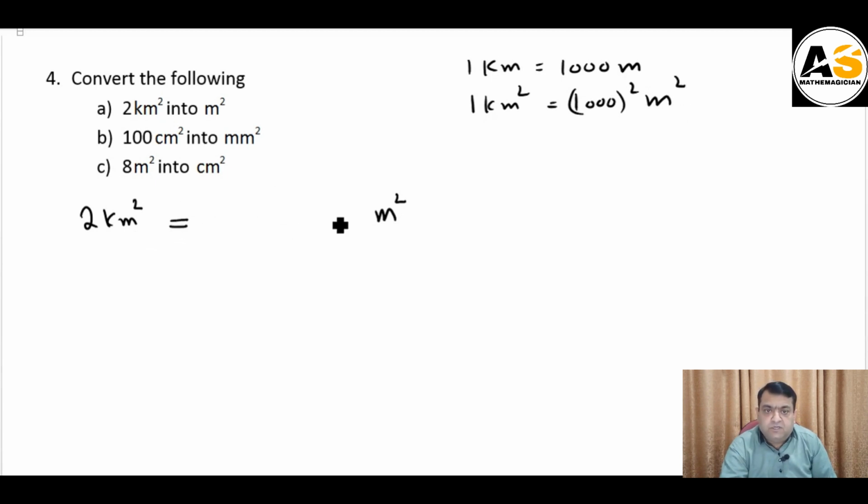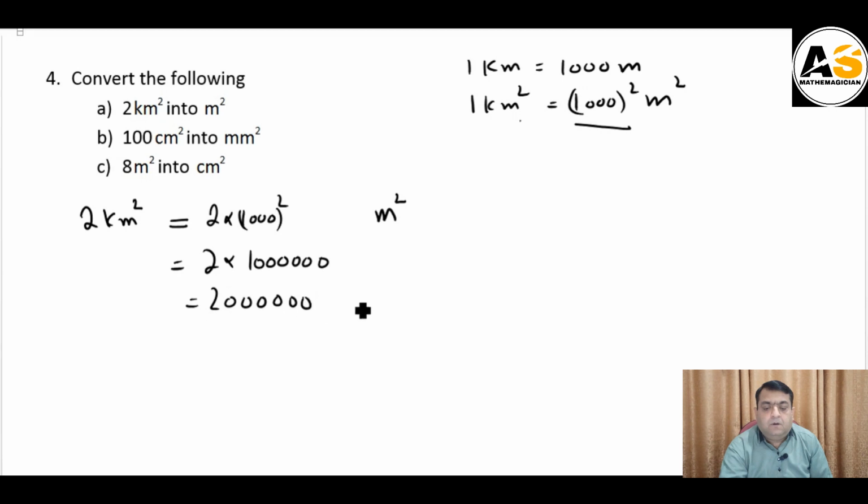Kilometer square is a larger unit, meter square is a smaller unit. For conversion, this is the factor. We multiply with this if we want to convert kilometers into meters, and we divide by this if we want to convert meter square into kilometer square. Here we have to convert a larger unit to a smaller, so I will multiply with 1000 square. 2 multiplied by, these will be 6 zeros. You can write it in standard form.